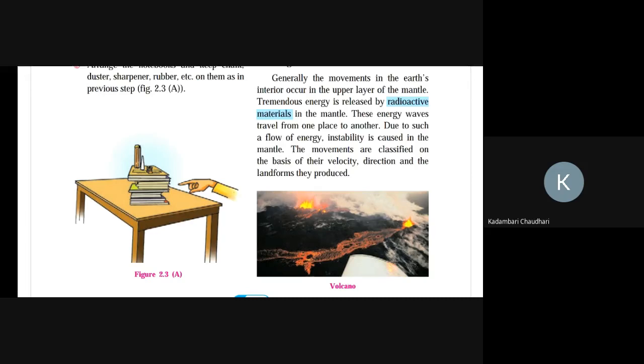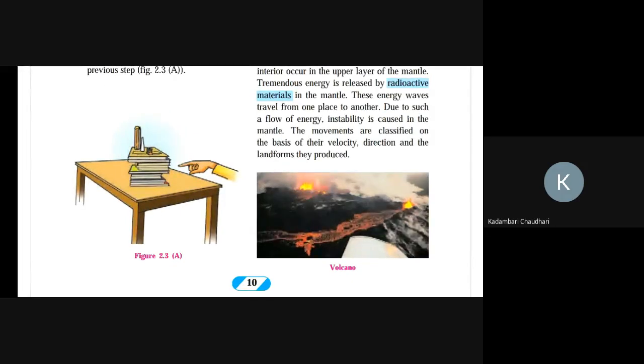The movements are classified on the basis of their velocity, direction and the landforms they produce. So basically the movement of this energy wave, we can say, is the lava. Okay, these are classified, त्यांचं एक प्रकारे वर्गीकरण करण्यात आलं, त्यांचं क्लासिफिकेशन करण्यात आलेलं आहे. ओके, वेगवेगळ्या टाइप्स मध्ये. And this classification is based upon different characteristics. First one is the velocity. Okay, तर त्याचा जो वेग आहे ट्रॅव्हलिंगचा, त्याच्या आधारावर त्याचं क्लासिफिकेशन करण्यात आलंय बेस्ड अपॉन दी वेलॉसिटी. Next one is based upon the direction. ओके, कोणत्या डायरेक्शन ने जात आहे तर त्यावरून पण त्याचं क्लासिफिकेशन करण्यात आलंय.